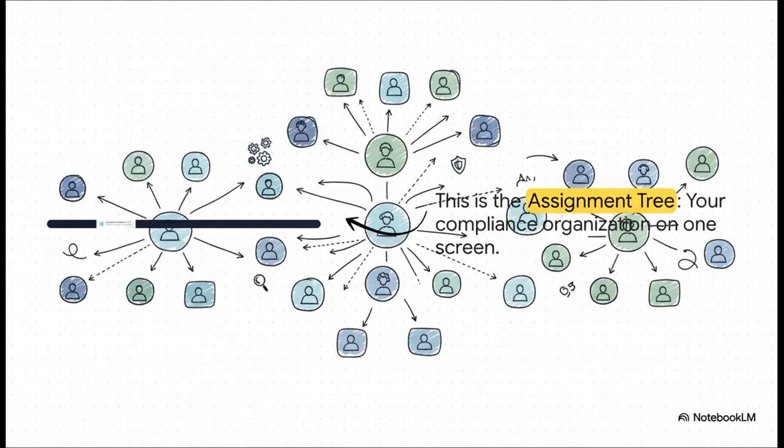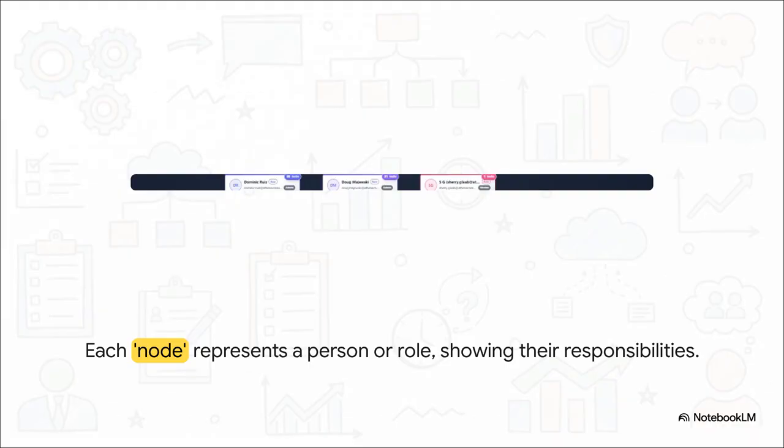And here it is. This is the assignment tree. So instead of another endless list, you get this: an interactive flowchart. It's basically a living, breathing map of your entire compliance organization. Every person, every role, every connection, all in one single view. Now, let's zoom in a little bit. Each of these boxes, or nodes, isn't just a name on a chart. Think of it as a container that holds everything related to that person or that role, so you can see right away who the key players are and where they fit in the puzzle.